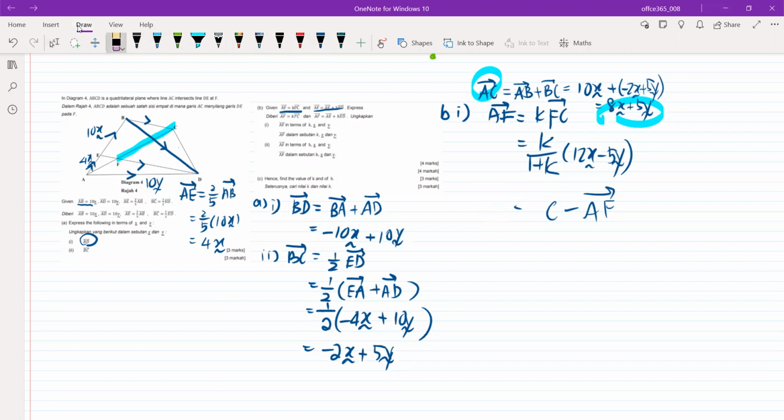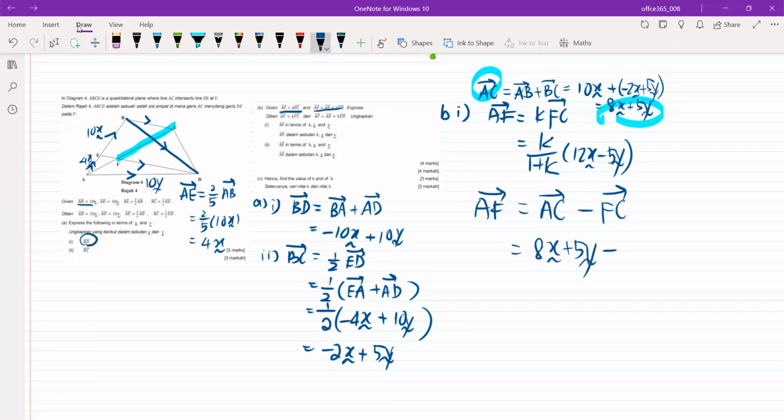Maybe it's like that, you see. Another way to think of AF is AC minus FC, right? AC you got already, AX plus 5Y. FC is actually 1 over K of AF. Oh, you see or not? You make the K there, so FC equals to 1. So sometimes you see the answer already. Yeah, can get the answer already.